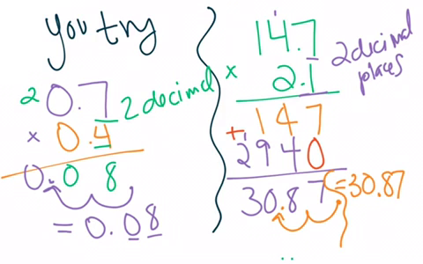Okay, so your first answer here, you should have gotten 0.08. There's 2 decimal places in my problem, so there's 2 decimal places in my answer. Let me write that for y'all real fast. Then we have over here 14.7 times 2.1. Again, there's 2 decimal places in my answer. There are 2 decimal places in my problem there, so there's 2 decimal places in my answer. Okay? All right, make sure you have copied everything down in these notes.